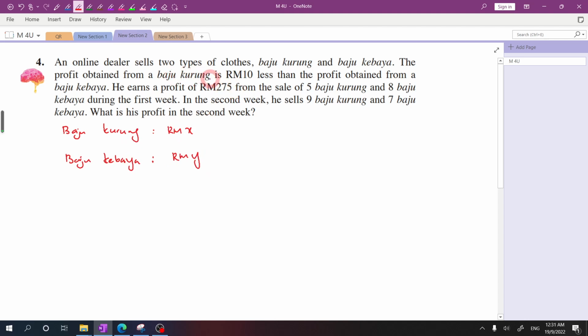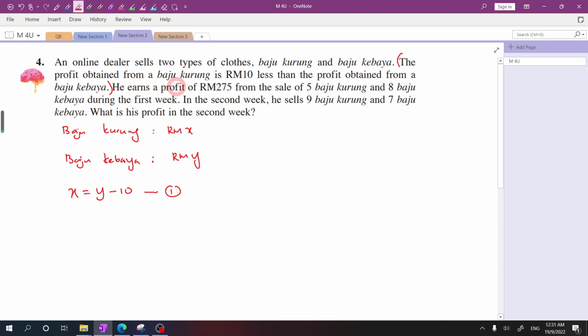And the question tells you that the profit obtained from selling a baju kurung, which is x, is 10 ringgit less than the profit obtained from selling a baju kebaya. 10 ringgit less than this, so it will be equal to y minus 10. Okay, let this one be the first equation. This comes from this sentence.